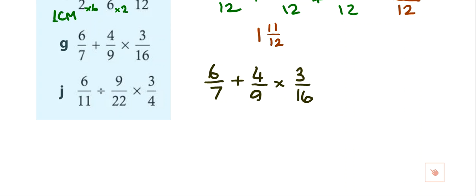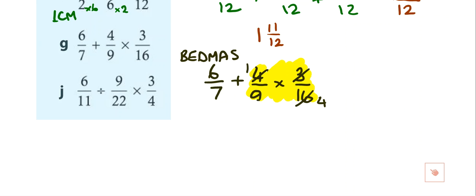But we are going to need to take into consideration BIDMAS. So we do get lulled into this false sense of security. Oh, we're just going left to right. See, in this one, what do we do first? So we have to do the multiplication bit first. So can we simplify before we multiply? 4 and 16 become 1 and 4.